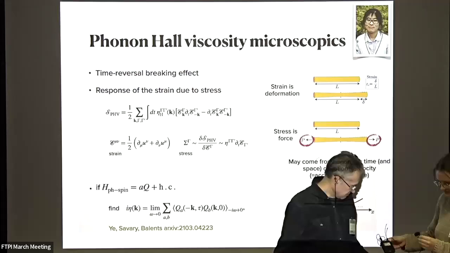Okay, so the next talk is from Tchernyshyov from Johns Hopkins University, and the topic is Q theory of non-collinear antiferromagnets.